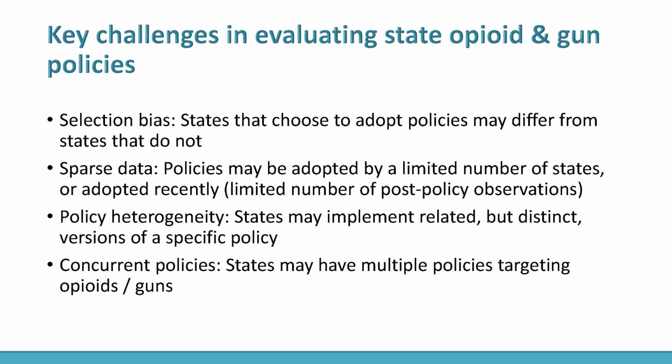We also have policy heterogeneity. The way a state policy is implemented in one state is going to look very different than in another state, and it's hard to figure out exactly what is happening to create that treatment effect heterogeneity, as well as to model it well. We also have the big issue that states are implementing many more than just one policy at a time, particularly right now with both crises happening in opioids and gun violence in the U.S. States are implementing laws related to both and trying to tackle both. So we have to tease out all of these issues, hopefully with one model.